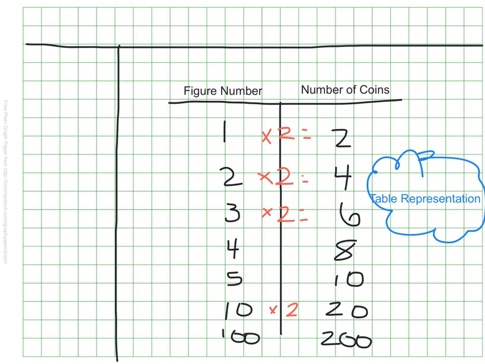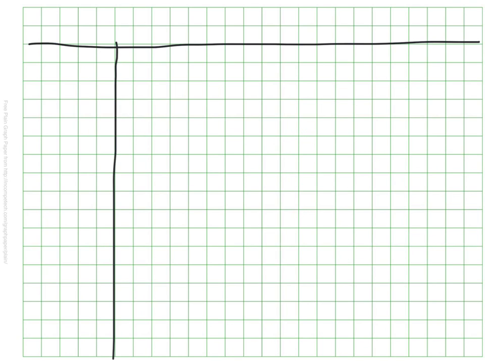There are still 2 more representations that we're going to talk about. The next way we want to look at our pattern is with words and also with a rule. We noticed a pattern earlier that the number of coins was determined by multiplying the figure number by 2. This is a nice description in words of what's happening, but I can also take my words and turn it into an algebraic equation. Right?